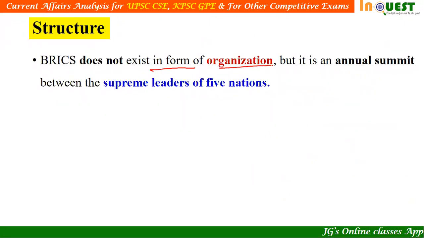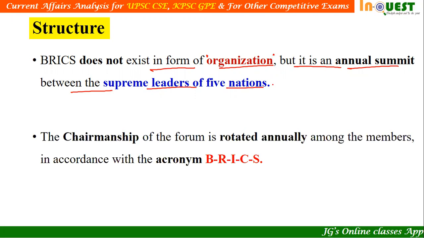BRICS does not exist in the form of an organization. So we saw in the previous video, United Nations organization. So it is actually a formal organization, but BRICS is not an organization, but it is an annual summit between supreme leaders of 5 nations. And the chairmanship of the forum is rotated annually among the members in accordance with the acronym BRICS. So it goes in the same order: Brazil to Russia, Russia to India, India to China, China to South Africa. It keeps rotating annually from one country to another country in the same chronological order of BRICS.